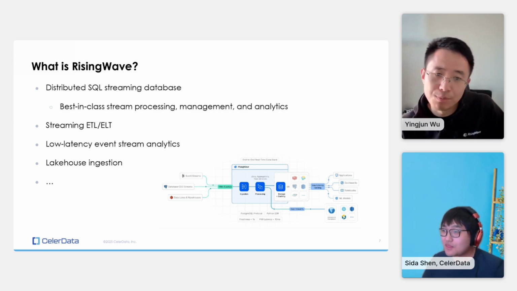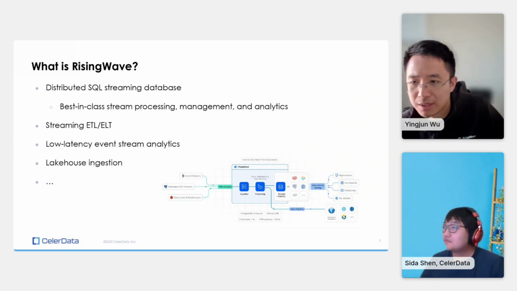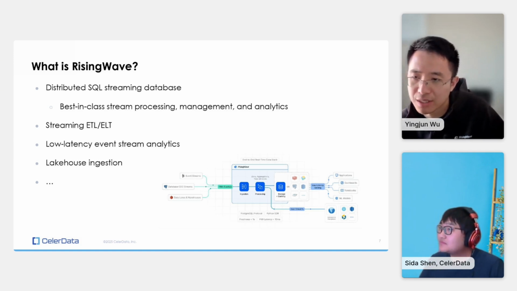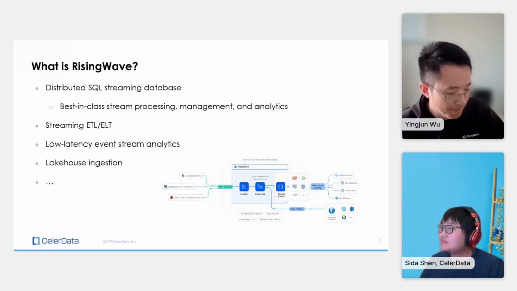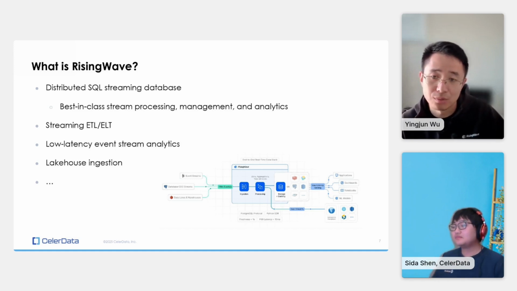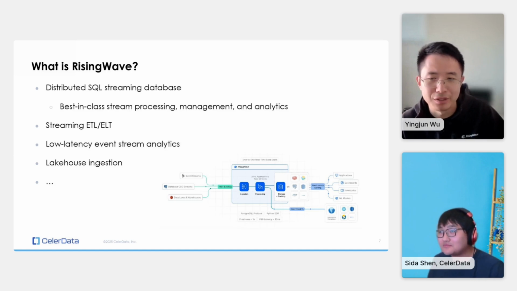So best in class stream processing, management, and analytics. I see some people in the chat asking, okay, what's the performance look like compared to Spark or Flink or whatever, right? We outperform any other stream processing systems in two ways. The first one is ease of use, right? Basically, we are Postgres compatible, and we have integrations with all the Postgres ecosystem instead of your random ecosystem, right?